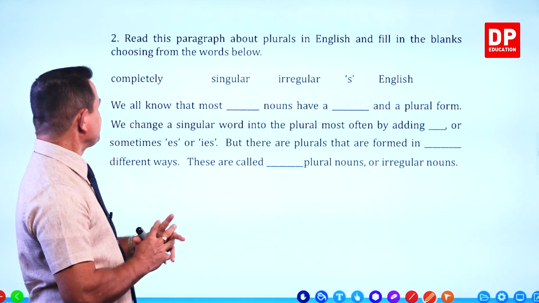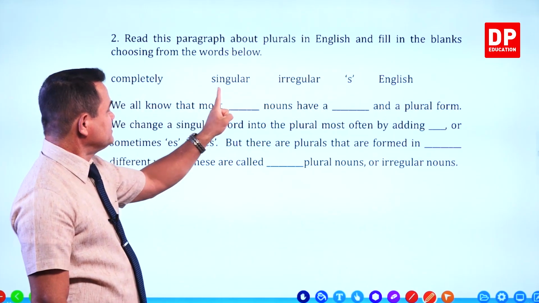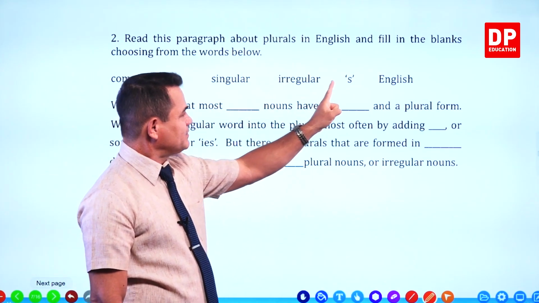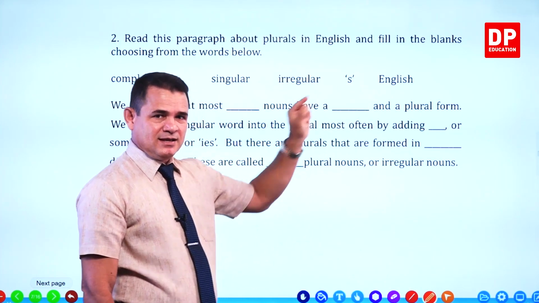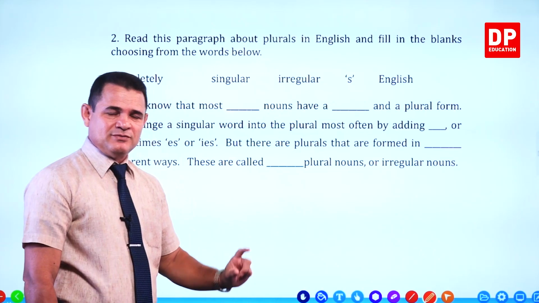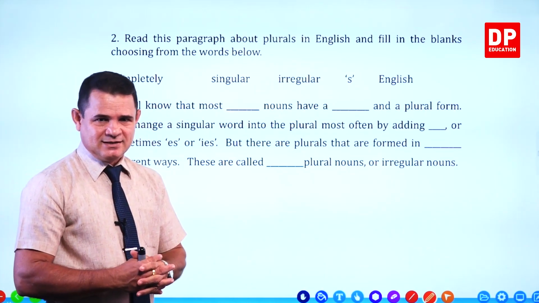And here now these are the words given: complete, singular, irregular, English. So when you read this paragraph also you will get an idea about the pluralization, right?